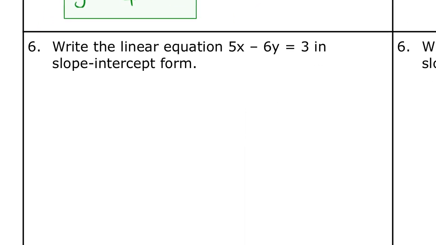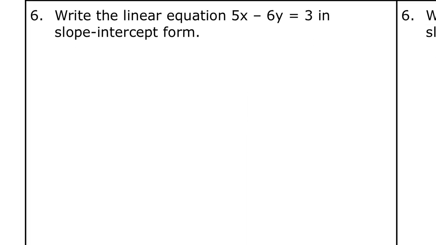is write the linear equation in slope-intercept form. Right now it's in standard, like that's standard form. They want us to make it look like y equals mx plus b. That's what slope-intercept form means. So I'm going to rewrite this equation. 5x minus 6y equals 3. What we're looking to do is to get that y all by itself. So here's our y. We need that by itself.